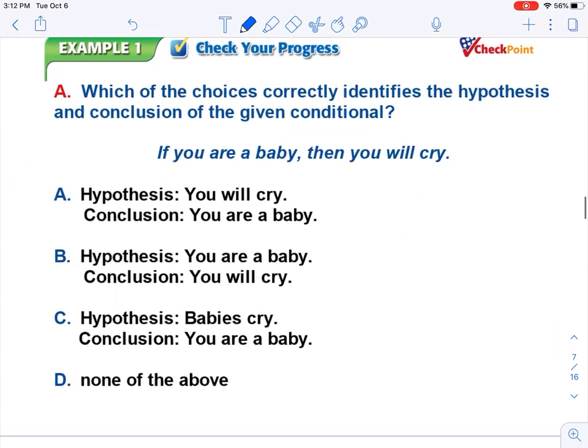Now we have a multiple choice one. Which of the following choices correctly identifies the hypothesis and conclusion? So it's pretty easy. If you are a baby, then you will cry. So you are a baby is the hypothesis. You will cry is the conclusion. So part B.